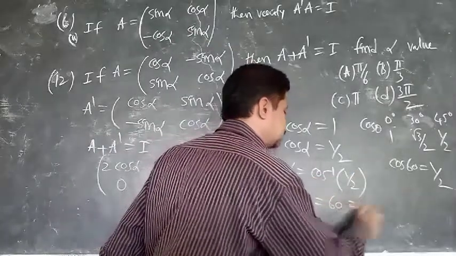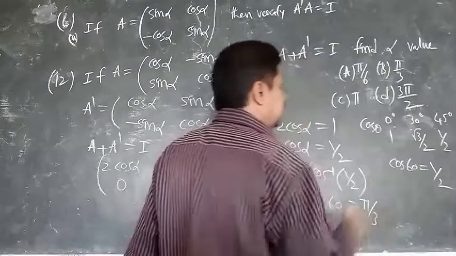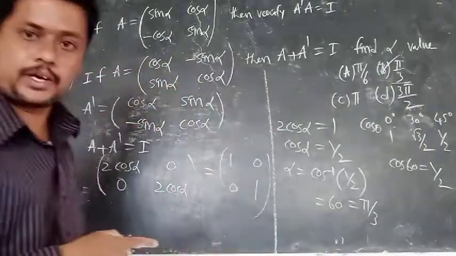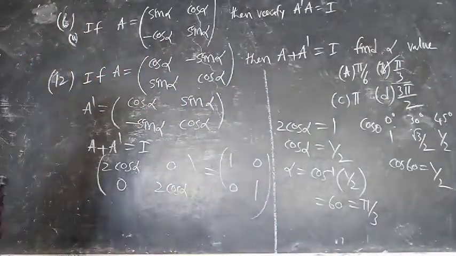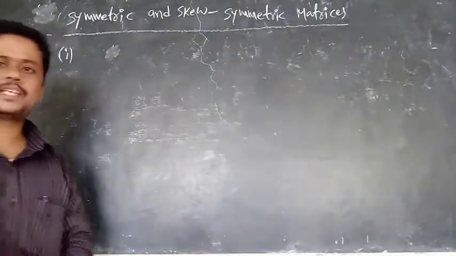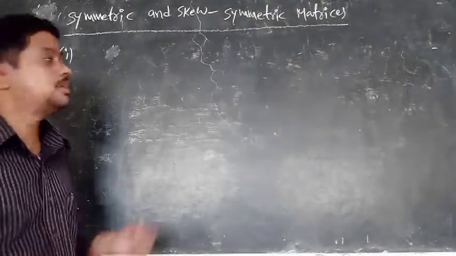60 degrees is equal to what? Pi by 3. So this is the right answer. Pi by 3 is the right answer. This is very, very important for the 1 mark question. Okay? My dear students, we will move to the next concept. Very, very important concept and very easy also.